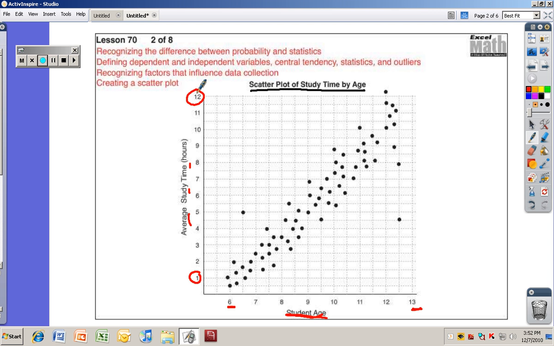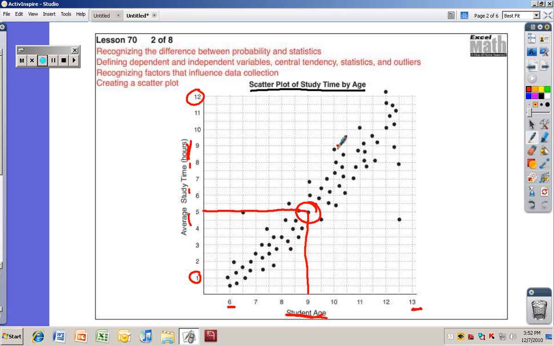Now let's take a look at some of the dots on here. If you look at this dot right here, what that dot means is that was one student that he asked how much time they studied and how much time they did homework. And this student is exactly 9 years old. How much time did they study? That student studied for 5 hours. It says 5 hours, and I believe that's per week. Yes, 5 hours per week.